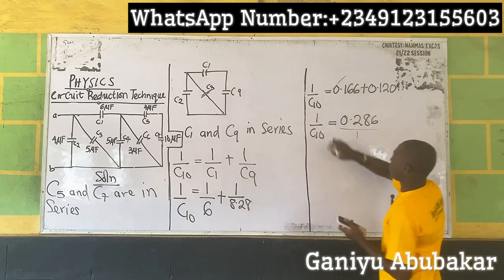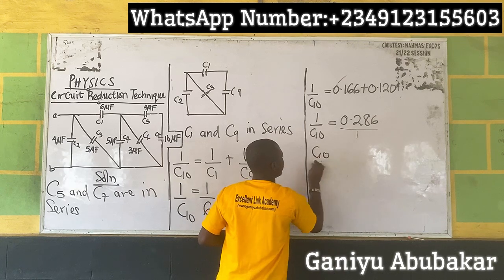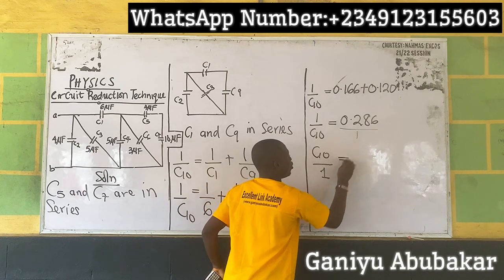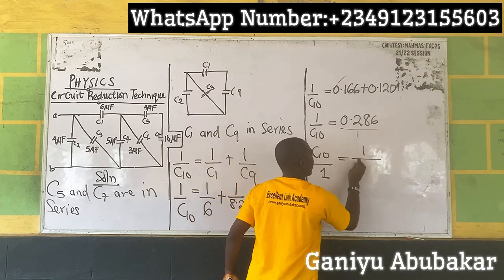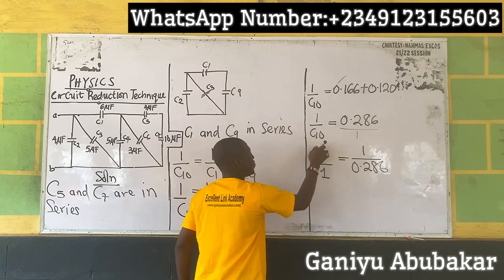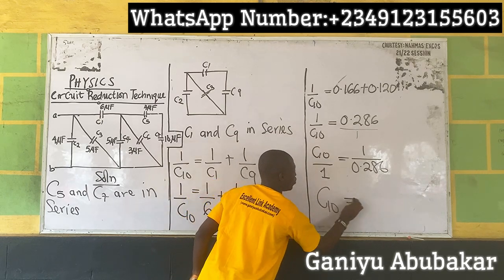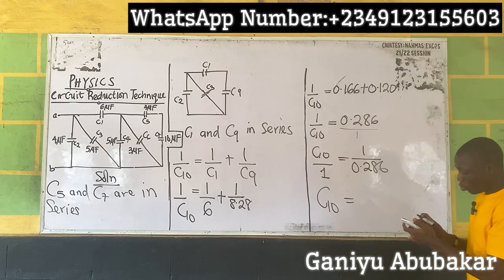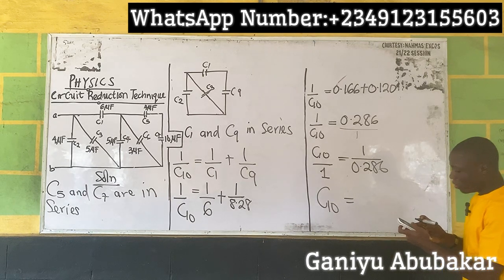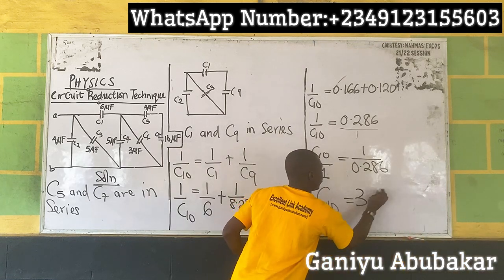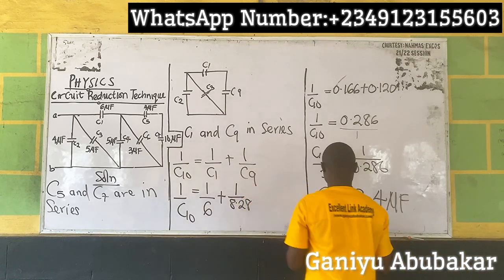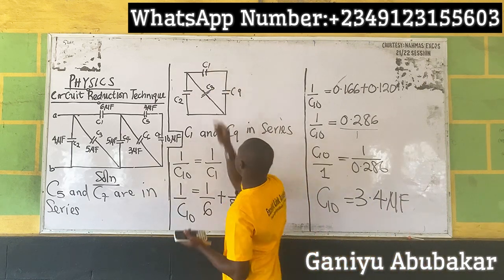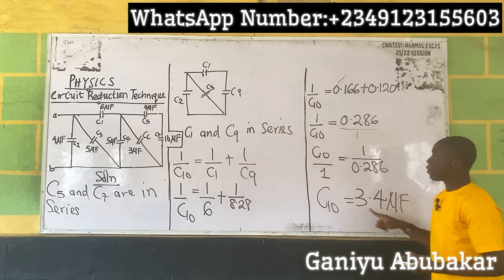So in this case, I have to invert. This gives you C10 over 1. So invert, this one comes here, this one goes down. It is now equal to 1 over 0.286. C10 over 1 gives you C10 equal to 1 over this answer, 0.286. So the answer, C10, gives you 3.4 microfarad. So combining C9 and C1 gives me a C10 of 3.4 microfarad.